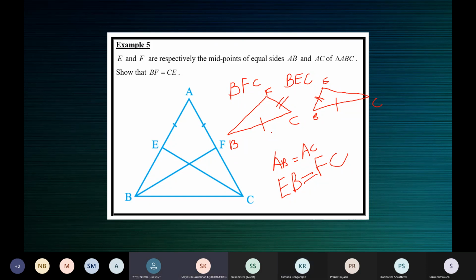Reason? What's the reason, Shreyas? Ma'am, corresponding. What result do we know in a triangle when two sides are equal? AB is equal to AC. What do we know?